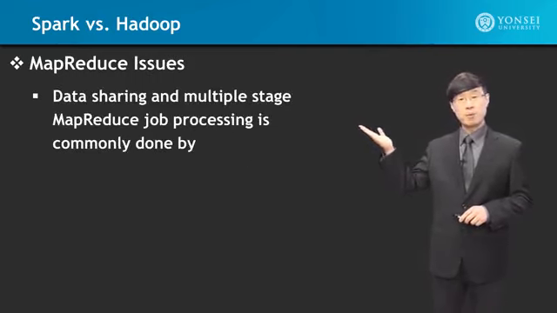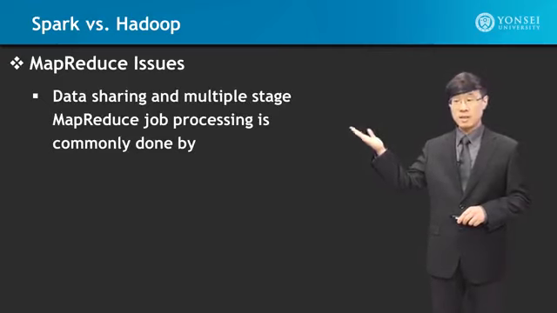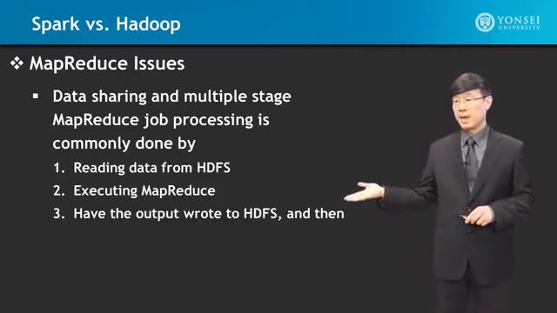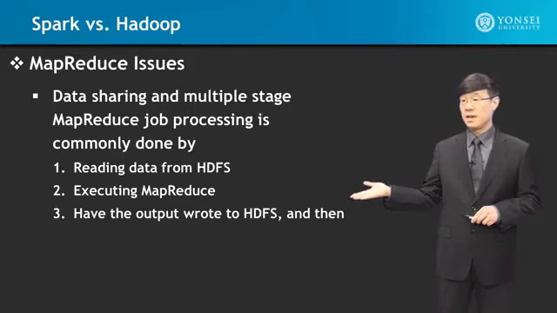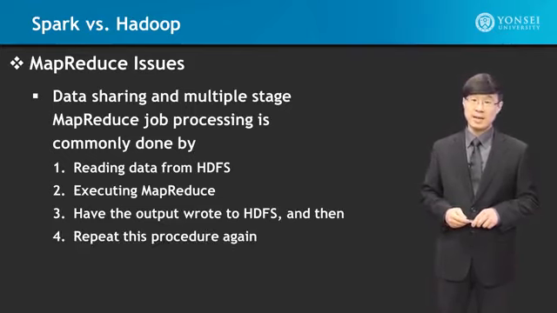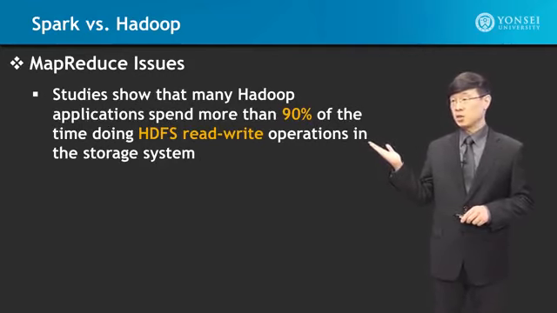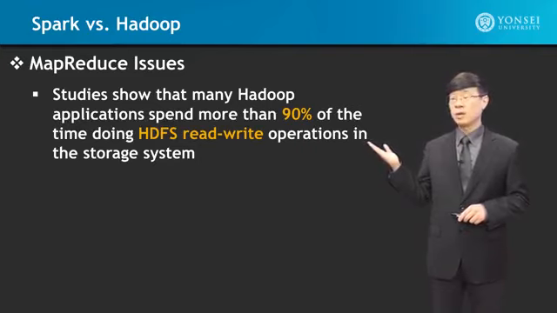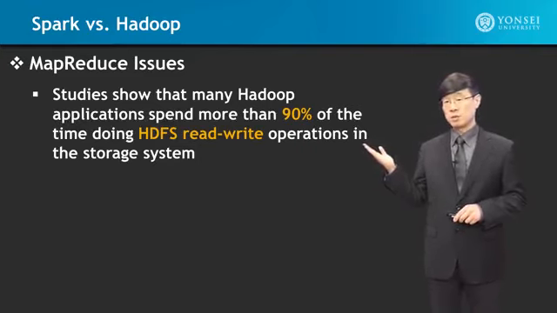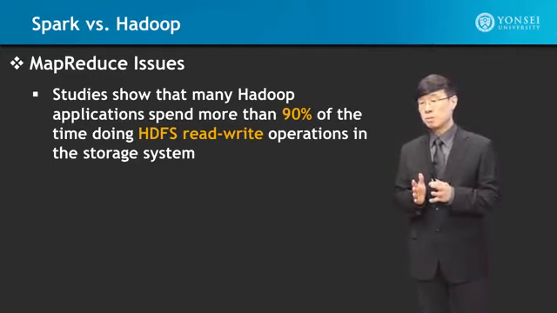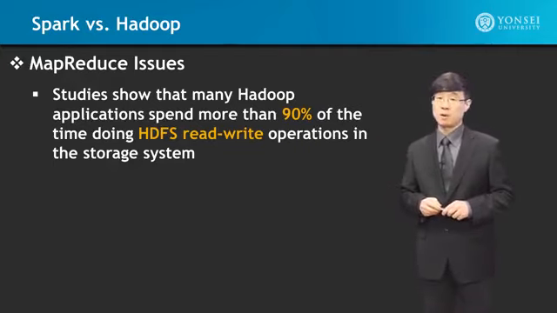What are the issues with MapReduce? Well, data sharing and multiple-stage MapReduce job processing is commonly done by reading data from HDFS, executing MapReduce, having the output written to the HDFS, and then repeating this procedure again and again. Studies show that many Hadoop applications spend more than 90% of their time doing the read and write process to and from the HDFS. And this is the time-consuming process that was reduced by taking advantage of in-memory RAM in Spark.